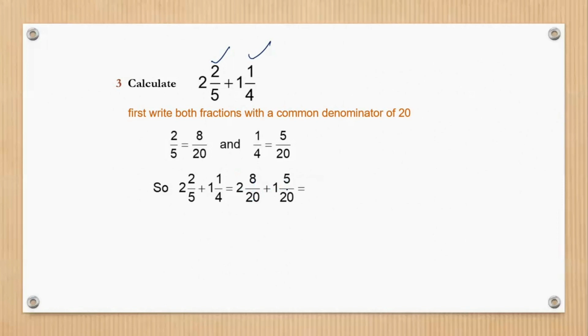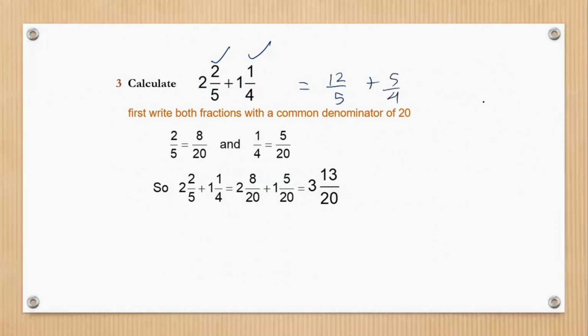And 8 by 20 plus 5 by 20, we get 8 plus 5, that is 13 by 20. That is how we get 13 by 20. Now, the same can be converted into improper fractions. 5 2s are 10, 10 plus 2, we get 12 upon 5. Plus 4 1s are 4, 4 plus 1, we get 5 by 4.